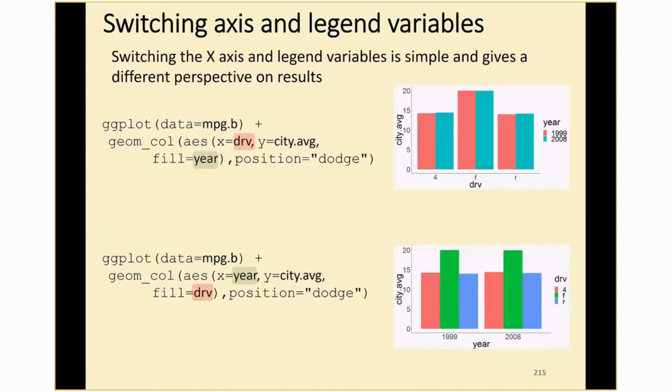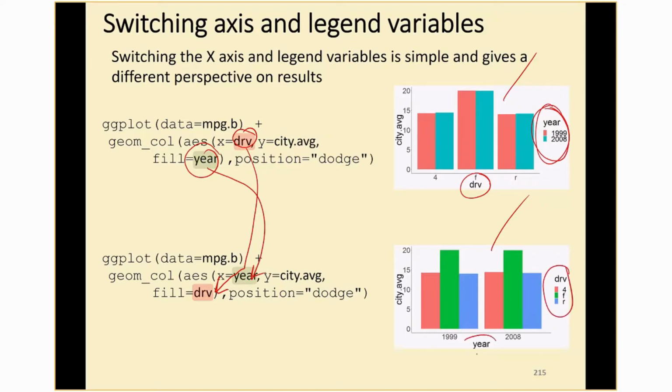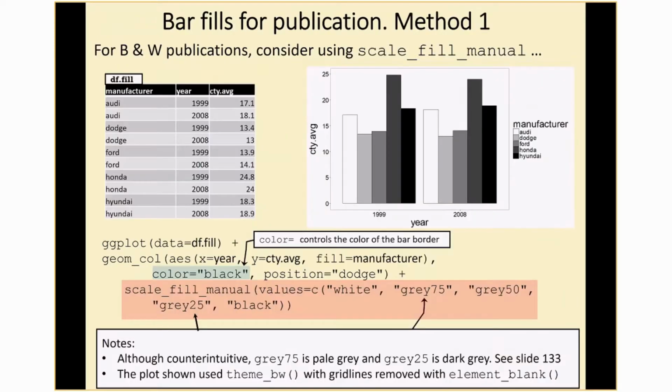So one of the nice things about ggplot2 is that if we're making these column plots, it's really easy to switch what's on the x-axis to what's in the legend. So here we've got drive on the x-axis and filling by year, so year is in the legend. Very easy to change that. You just put drive as the fill and year is the x mapping, and now we've got drive on the legend and we've got year on the x-axis.